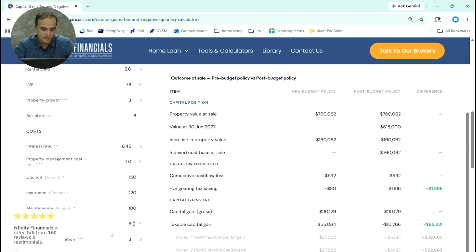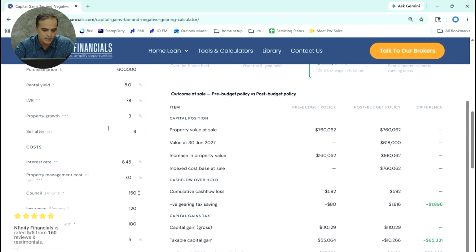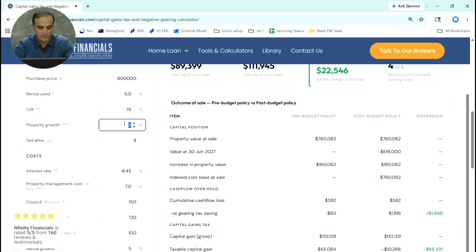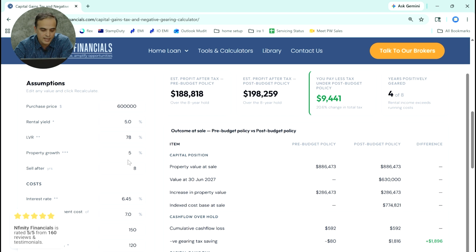Let's say there's a little better growth in property, instead of 3%, let's say 5%. Not too much, a little bit extra. If the inflation is high, then there's a high chance that property growth should be higher, but we are still assuming it to be nominal at 5%. So you make roughly 190k under both policies. Not too much difference in how much capital gains tax you will pay. You'll probably save around 9 grand under this scenario.